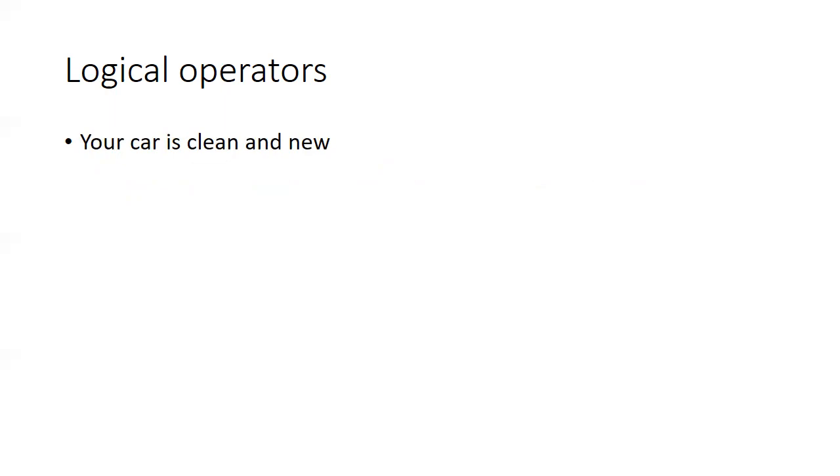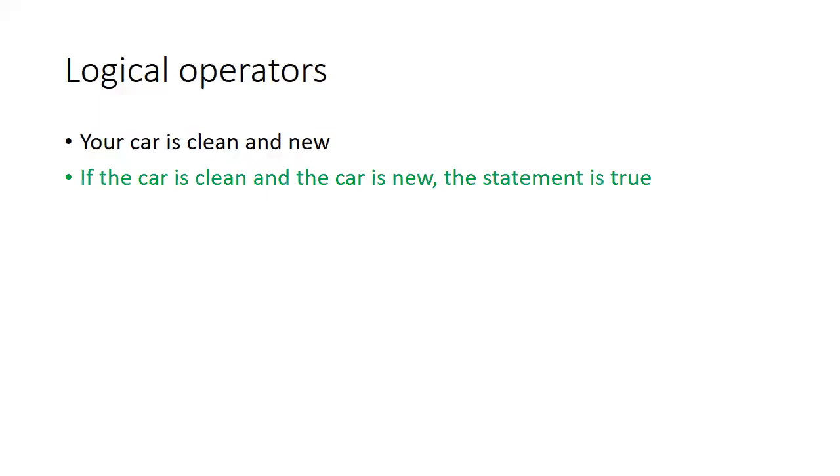Your car is clean and new. It's a conjunction because we've got two conditions. The conditions are clean and, well, yes, and new. So the only way that this statement is true is if your car is both clean and it's new. So in other words, if your car is dirty and old, then this is not true.